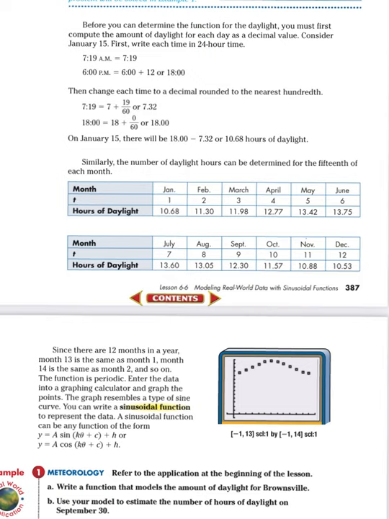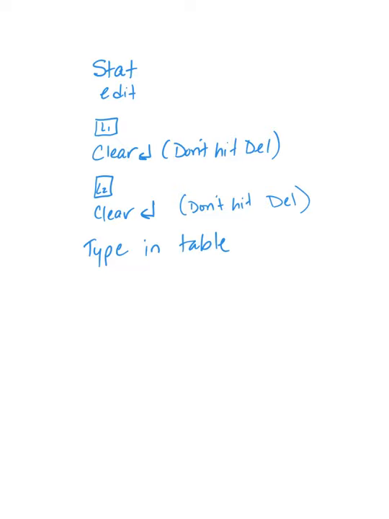So we set up our window to make sure all the data is going to show up. When we go to our list of things to do, you're going to do stat, edit, clear all the information in L1, clear all the information in L2, and then type in the information in the table. You type in the X column 1 through 12, and in the Y column, the hours of daylight per month.